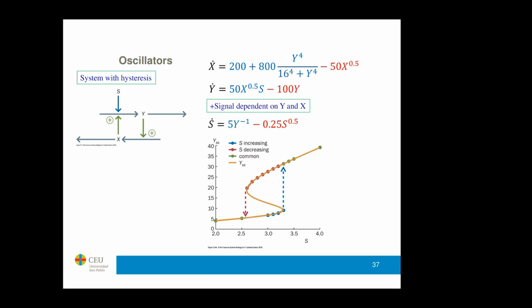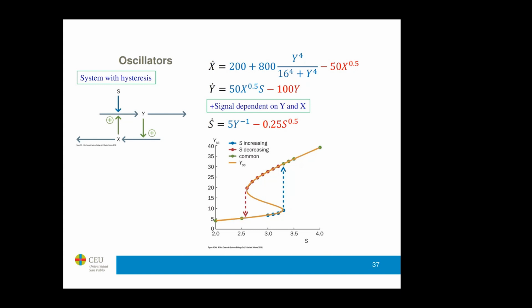And then the signal may depend, and this is the key. So to make this an oscillator, we need that the signal depends on Y and X. And this is a model that is proposed, for instance. So S depends on Y, and then S is degraded.